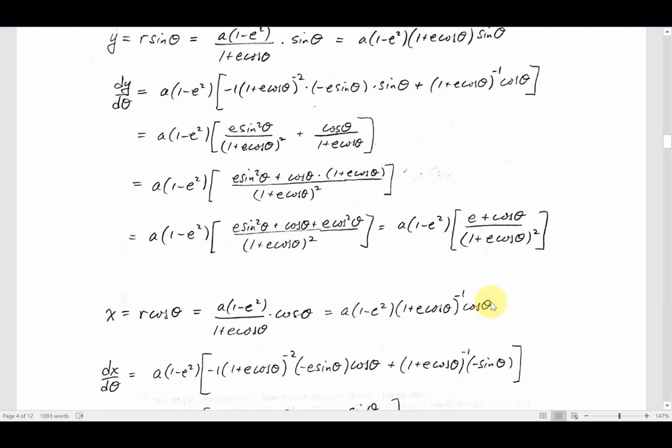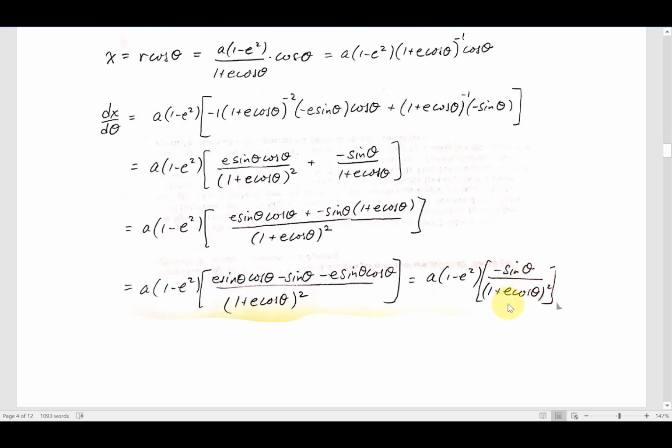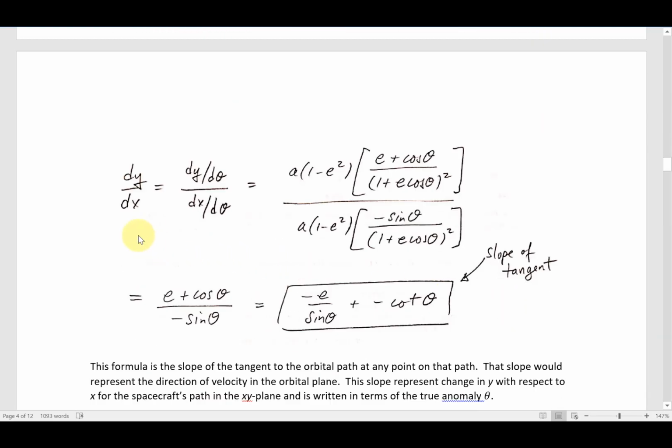Okay, so if I have dy d theta here and dx d theta there, I can find dy dx. This would be the slope of the tangent to the path in the xy plane. The dy dx is dy d theta divided by dx d theta. So this is dy d theta on top, dx d theta on the bottom. When I divide, isn't that cool how the a(1 minus e squared) cancels out? Actually, the (1 plus e cos theta) squared on the denominator here, both of those cancel out, and there is my result. e plus cos theta over negative sine theta, which I could leave this way or that way.